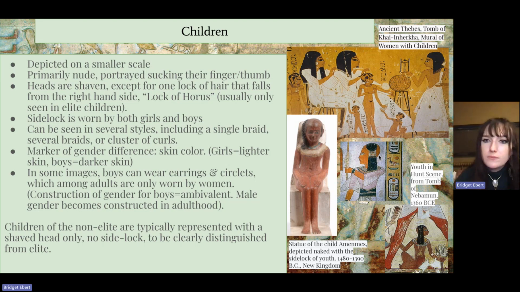So I have the statue here from 1480 to 1390, which is in the New Kingdom. I have this youth from the hunt scene from the tomb of Nebenum. I super apologize if I pronounced that wrong. I looked at the pronunciations prior to this video, but now that the camera is rolling, it's out of my head. This is from 1360 BCE, and then ancient Thebes, the tomb of Kai and Herka, mural of women with children. As you can see here, they're depicted very, very small in comparison to the women.